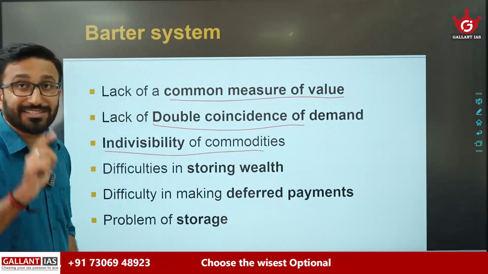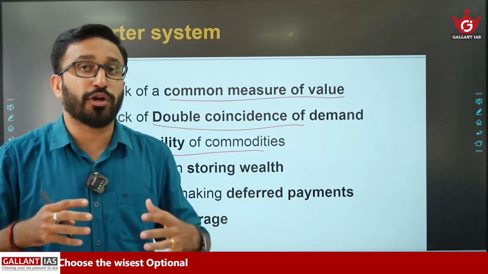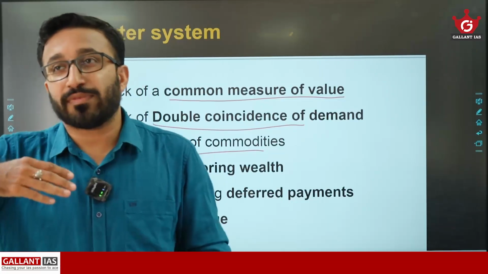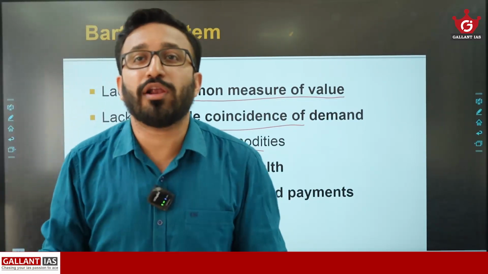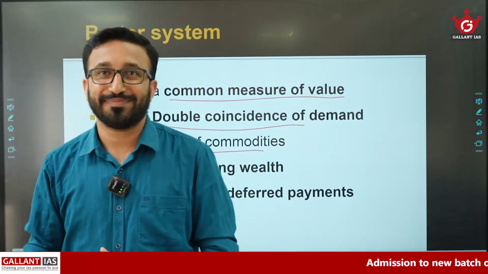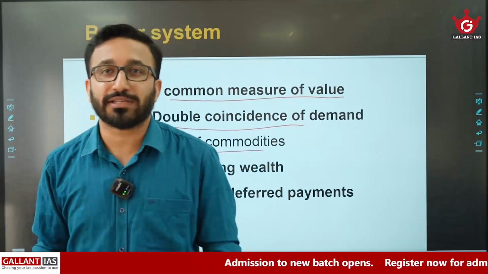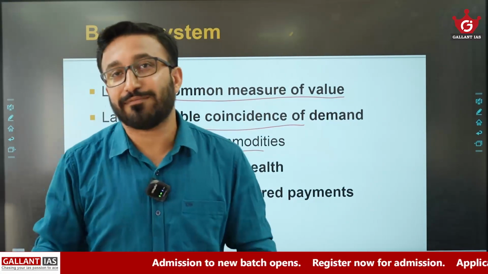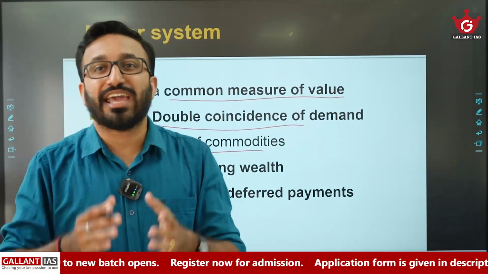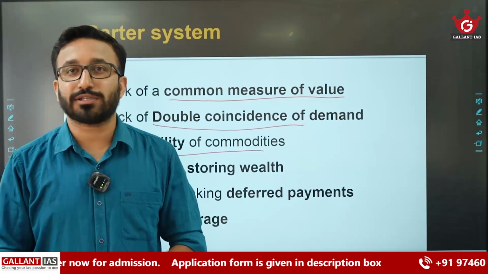Indivisibility of commodity is the third issue. Indivisibility of the commodity. So what do you mean by this? Suppose he is having 2 kilogram of rice and I am having a full whole goat. So as per the local comparison, we come to the conclusion that the 2 kilogram of rice is equivalent to half part of my goat.